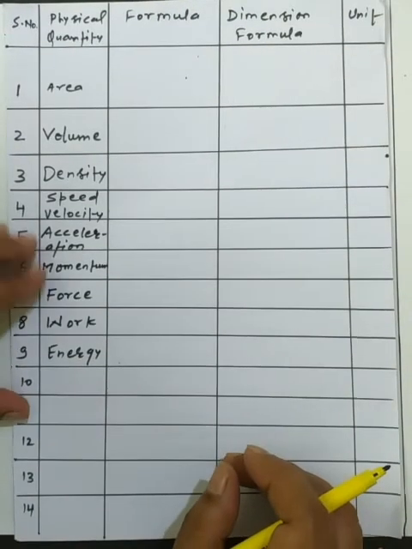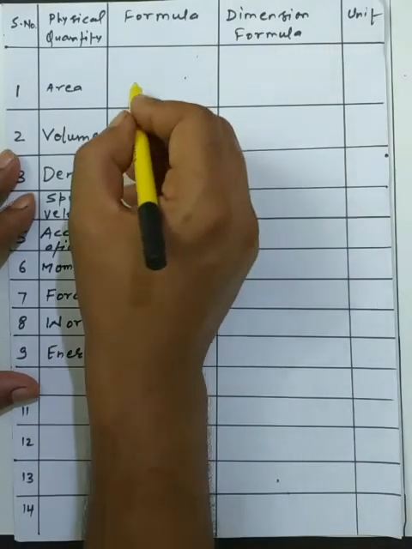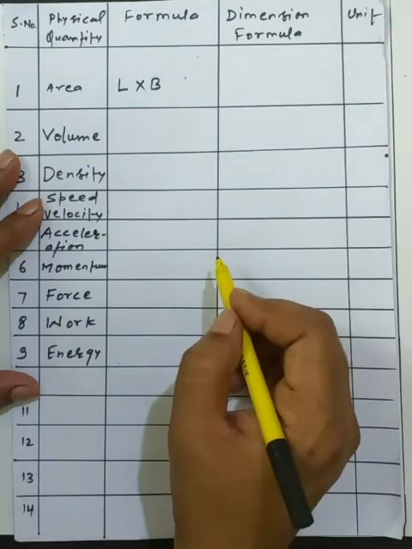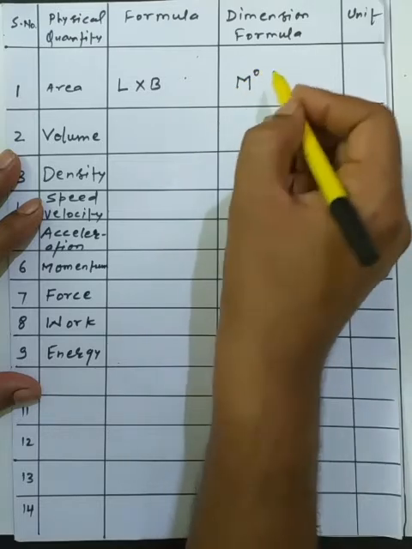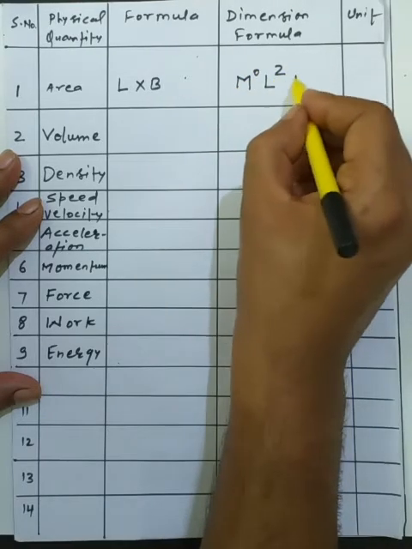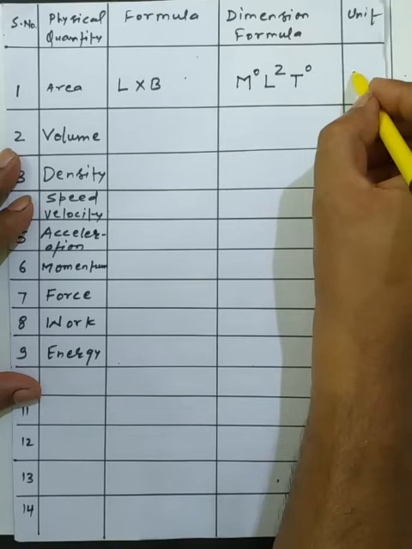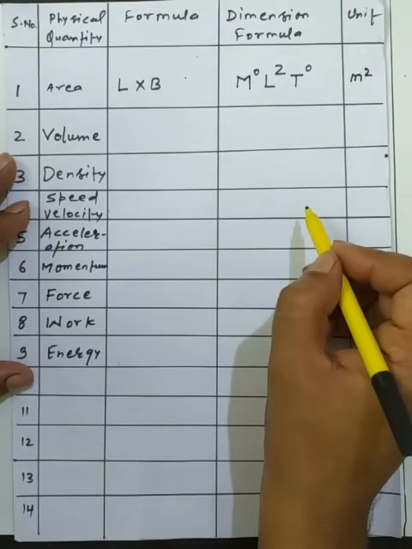Now here we have many quantities. First I am taking the area, and the formula of the area is equal to length into breadth, and both are lengths. So easily we can write the dimension formula, that is M0 L2 T0. It's a simple representation of the dimension formula of the area. And we know that the SI unit system should be used, though there can also be the CGS system, but we are using the SI unit system. So we know meter square, and in the CGS system it can be centimeter square.